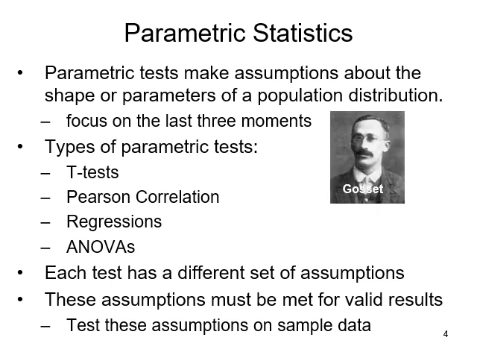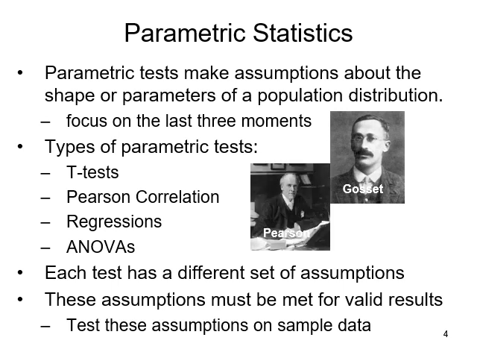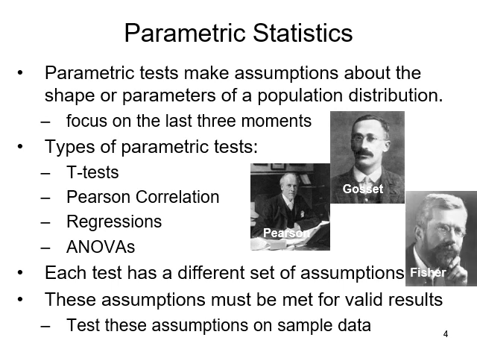So just some quick little bit of history here. The t-test was actually created by Gossett. Pearson's correlation was actually created by Pearson. He also worked on regressions. And Fisher is the person that created ANOVAs.